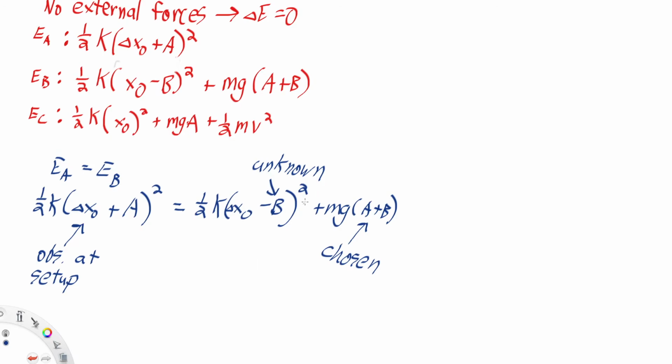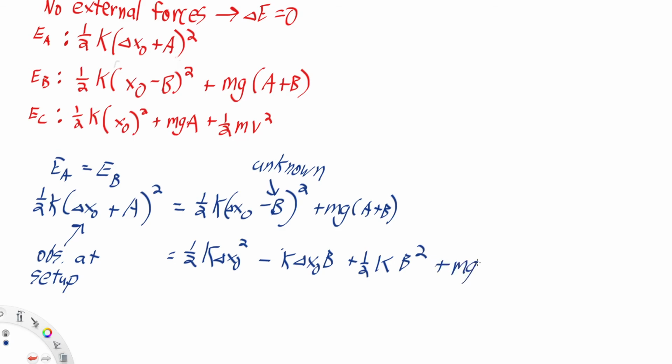First, let's expand this binomial here, since we've got a b inside. So we have 1/2 k delta x0 squared minus k delta x0 b plus 1/2 k b squared. And then plus mga plus mgb.